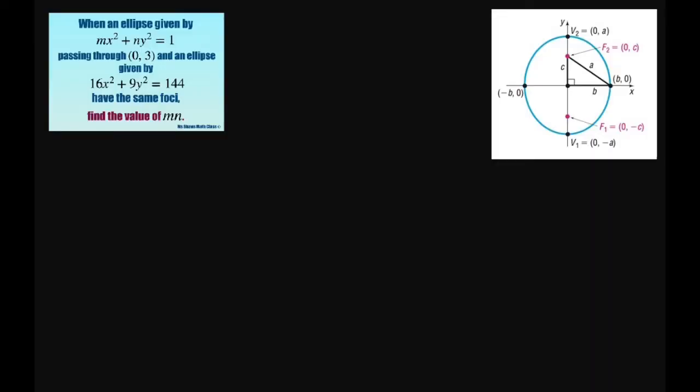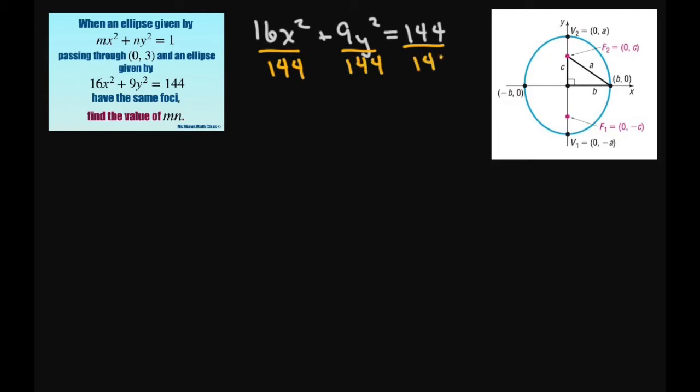All right, so we're going to write these in ellipse form. So let's look at 16x squared plus 9y squared equals 144. And let's just divide each of these terms by 144. And that gives us a form. So we have x squared divided by 9 plus y squared divided by 16 equals 1.